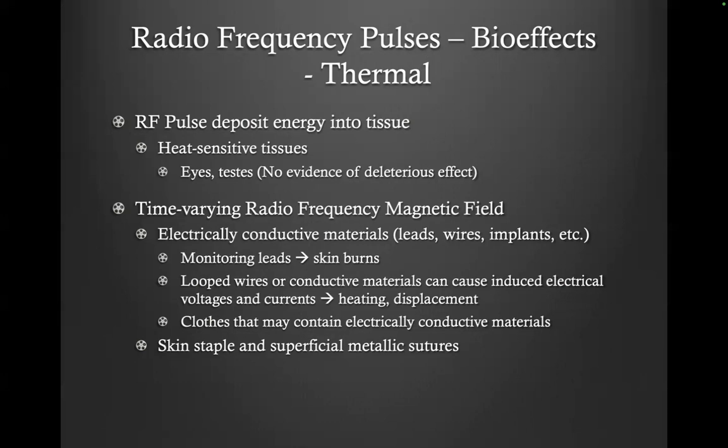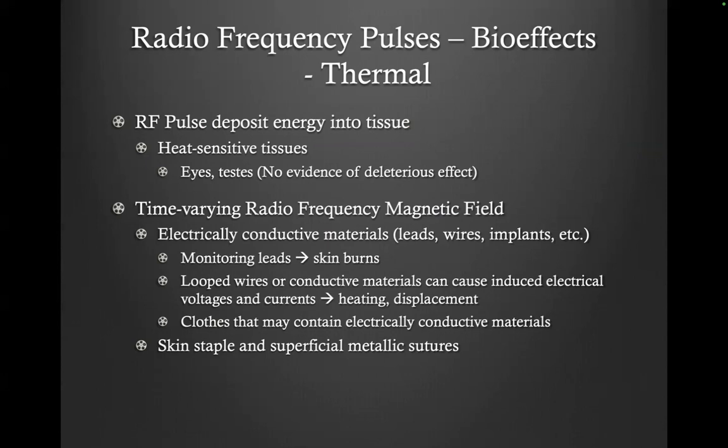RF deposits energy into tissues. There are heat-sensitive tissues like the eyes and testes, although there's no evidence of deleterious effect. The time-varying radio frequency pulses are called time-varying because we turn them on and off, so they change over time. And whenever you have a changing electric and magnetic field, you are actually going to create conductive electricity again.